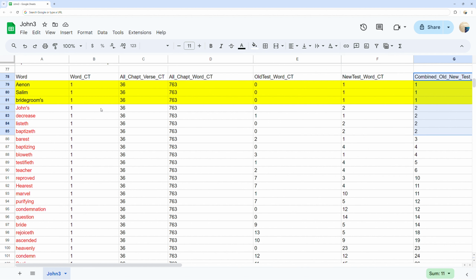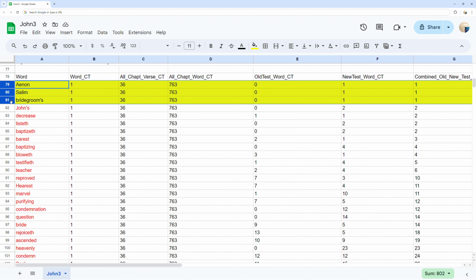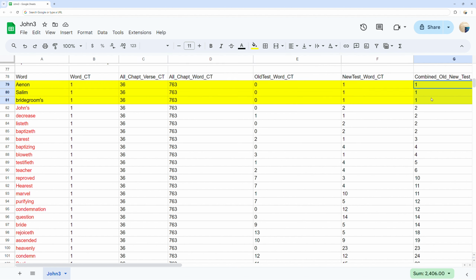You can see 3 words in yellow highlight, which instance is only found one time in all the Bible, making it a rare occurrence only found in John chapter 3.